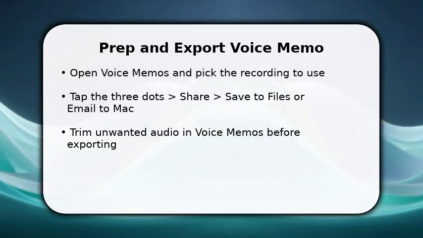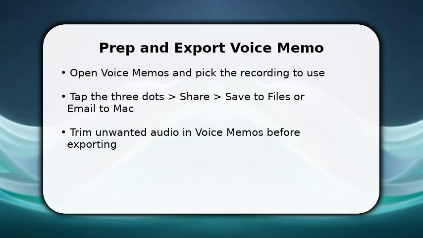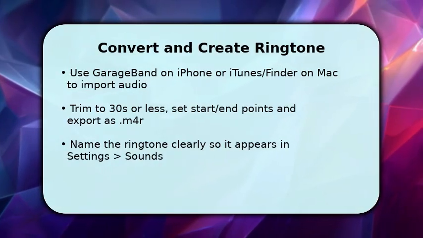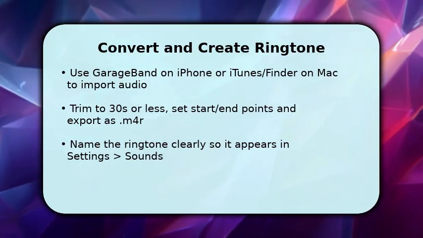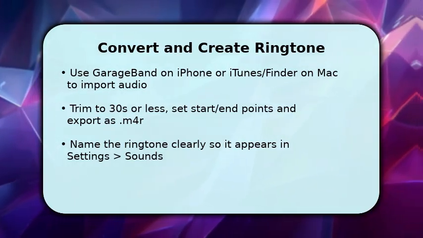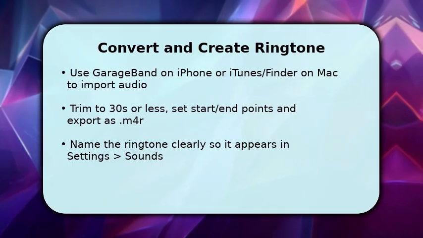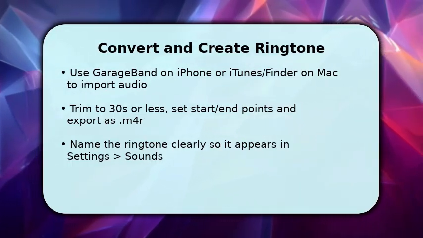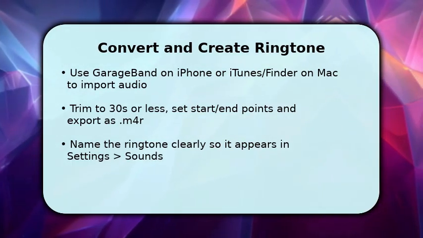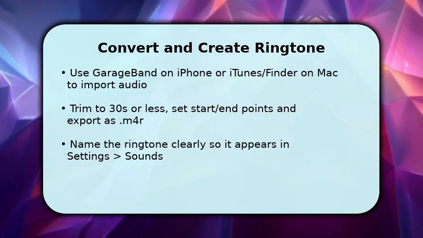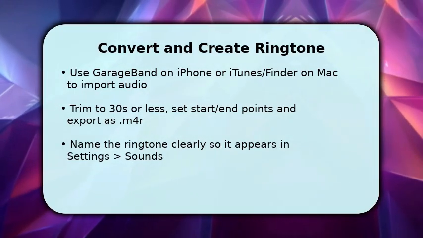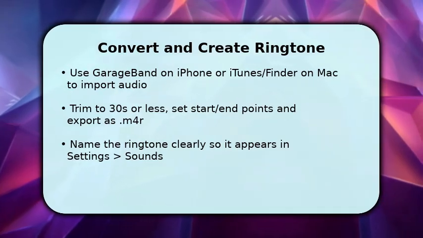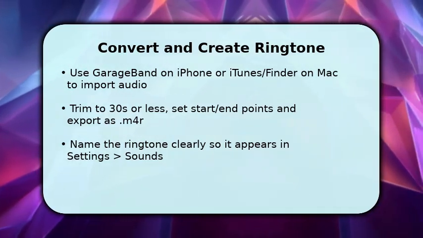Next, import that exported audio into GarageBand or into iTunes/Finder on a Mac. You need to set the clip to 30 seconds or less. iPhone only accepts short ringtones. In GarageBand, create a new project, drag the file in, trim and adjust fade, then share as ringtone. On Mac, convert to AAC, change the extension to M4R, and add it to tones. These steps ensure proper format and metadata.